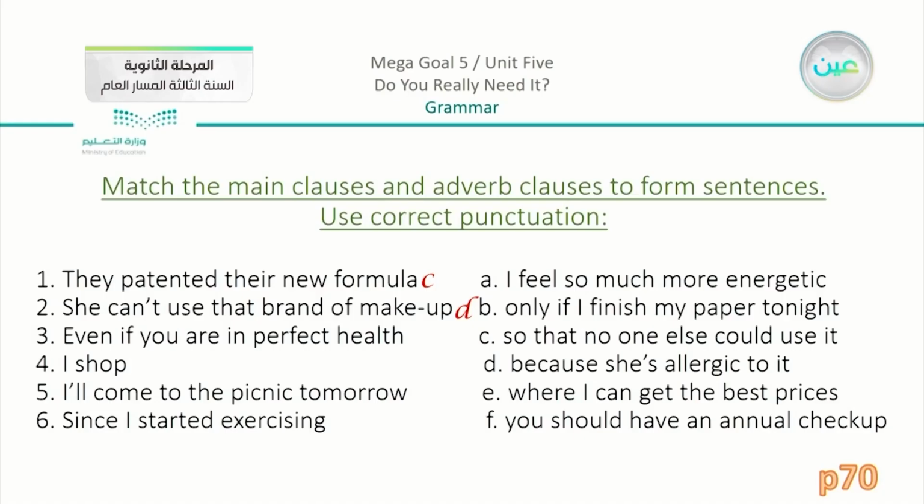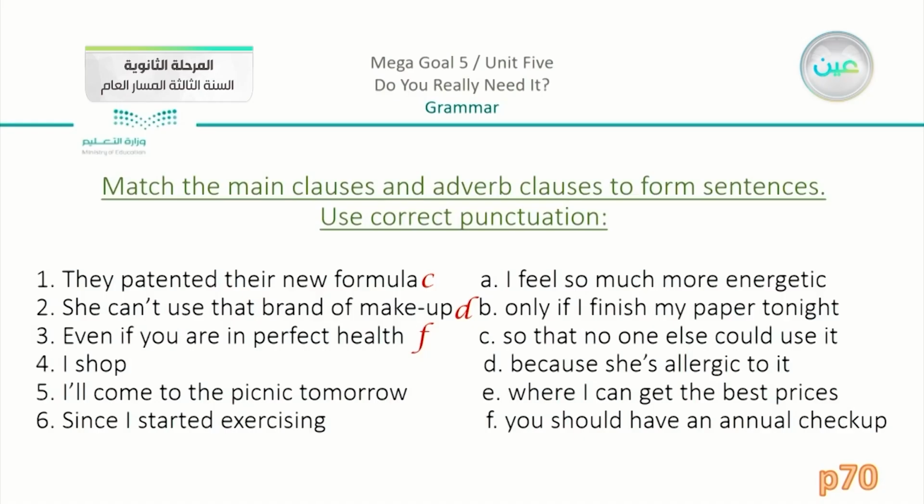So this is the first one. Then we have the second one, number 3, even if you are in perfect health. So we have something concerning health here. Now we can see that even if you are in perfect health. So which one can we see? We see that something concerning health is going to be F. Why? Because we have your annual checkup. So our complete sentence, even if you are in perfect health, you should have an annual checkup.